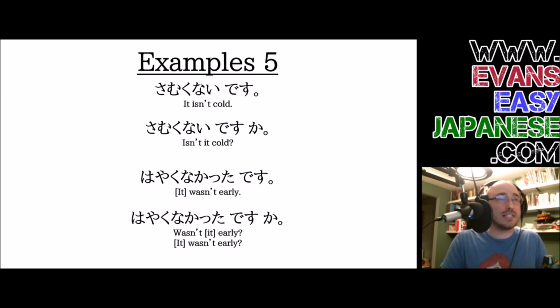Samuku nai desu ka? Isn't it cold? Notice how that can't really become an invitation. Oh, isn't it cold with me? That sounds creepy. So it's not always an invitation, obviously, but it could be an invitation if it weren't for a sentence that can't really become an invitation.